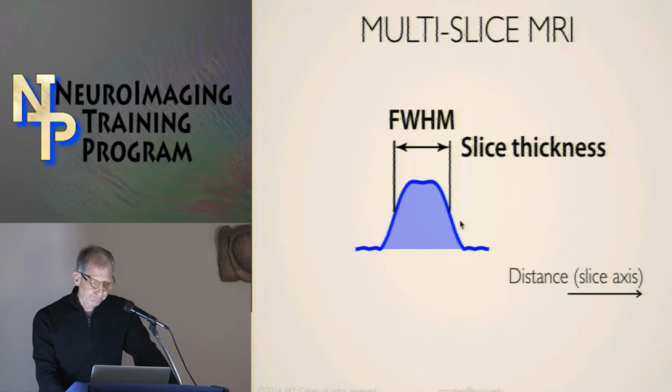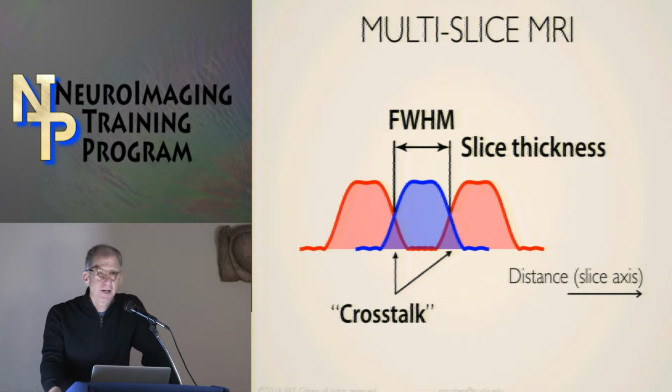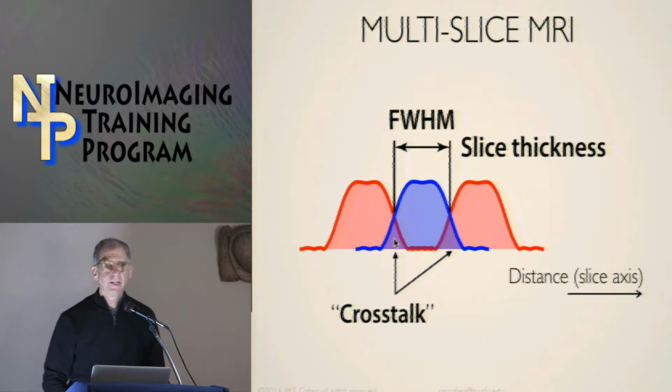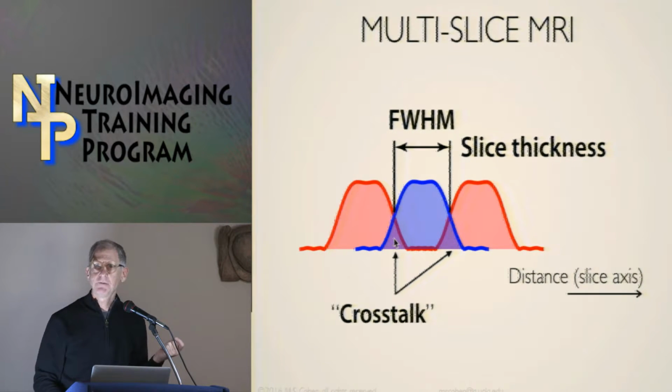Now, that's not so bad except when we start talking about adjacent slices. What happens is that the RF pulse intended for this slice is experienced by the locations to left and right. And if these two overlap in time, what happens is that this crosstalk region experiences a more rapid rate of TR pulses, which means that its signal goes down because of T1 effects. And that crosstalk is problematic.